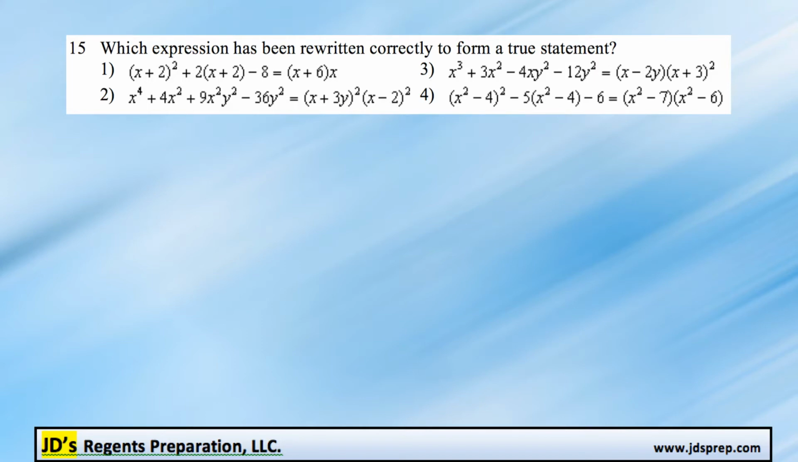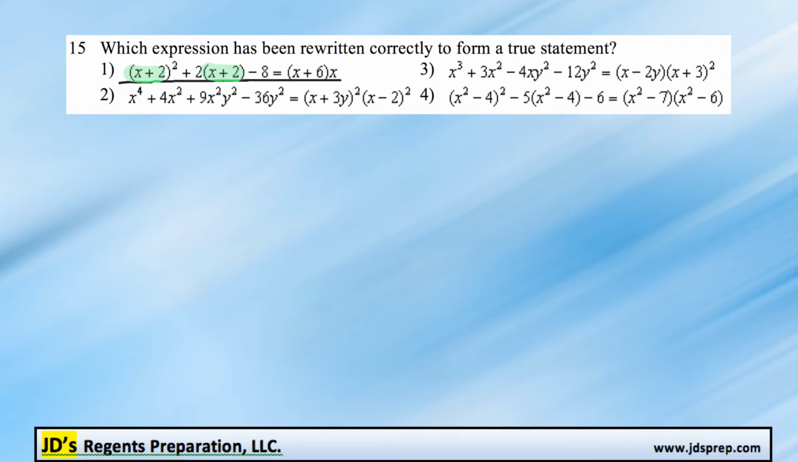This one states (x + 2)² + 2(x + 2) − 8 equals (x + 6) multiplied by x. One way to do this would be to expand everything on the left-hand side and expand everything on the right and see if they're equal. But there is a bit of a shortcut here. And the trick is to notice that we have x + 2 in brackets twice here.